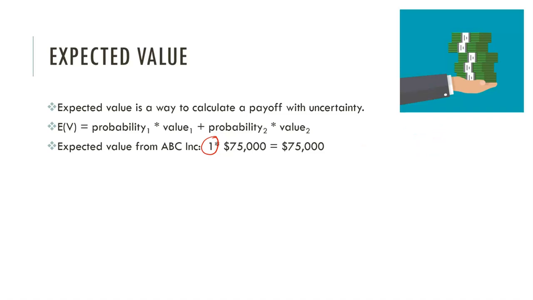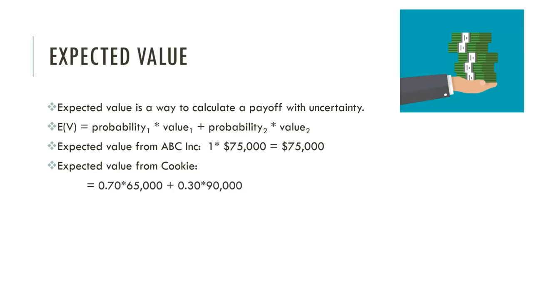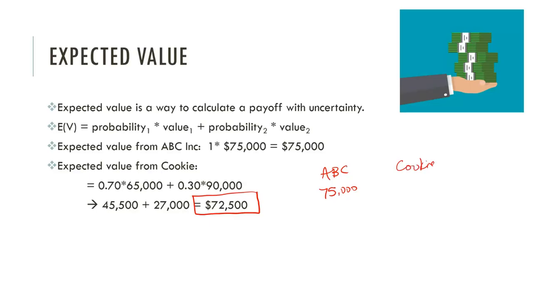So ABC, 100% chance times 75,000. It is not unexpected. We know what is happening. The expected value from Cookie, though, there is a 70% chance, so 0.7, of earning $65,000. So 0.7 times 65,000. And there's a 30% chance of earning 90,000, so plus 0.3 times 90,000. So we've added those together and we get an expected value of $72,500. So when we're comparing these, ABC is 75,000 and Cookie is 72,500.